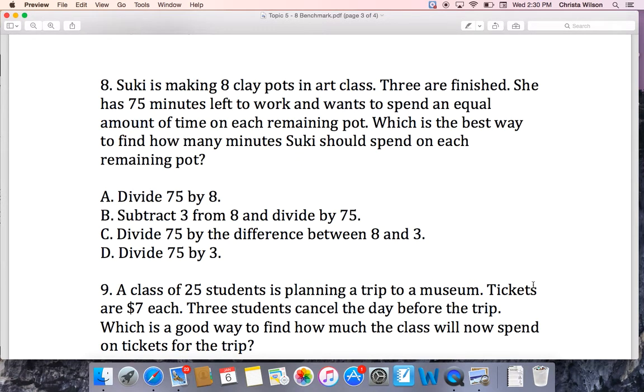Number 8. Suki is making 8 clay pots in art class. 3 are finished. She has 75 minutes left to work and wants to spend an equal amount of time on each remaining pot. Which is the best way to find how many minutes Suki should spend on each remaining pot? A. Divide 75 by 8. B. Subtract 3 from 8 and divide by 75. C. Divide 75 by the difference between 8 and 3. D. Divide 75 by 3.